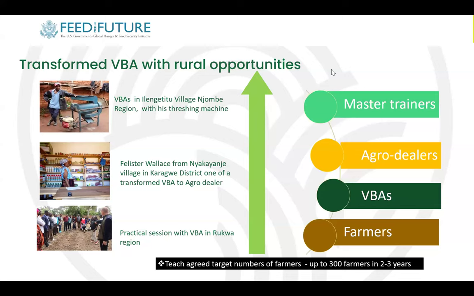On the left, you can see some of the people who have graduated. They provide threshing services, and they have an agro shop. The picture below shows the same kind of intervention which you normally conduct, in terms of exposing them to practical learning, in terms of spacing, seeding, and the other practicals.